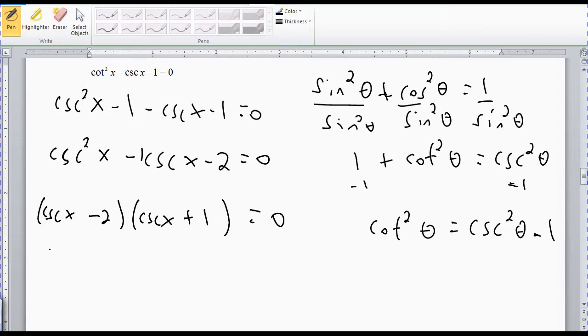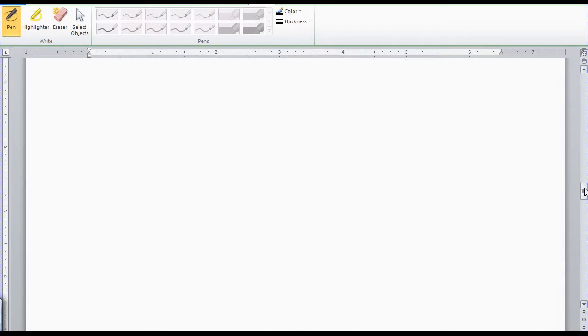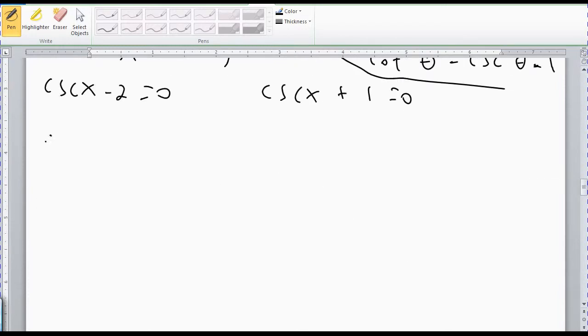So what that now means is, I'm going to set each one of these equal to 0. It's called the zero factor property in case you're wondering. I'm going to solve for cosecant x in both of them. This one I'm going to add 2. This one I'm going to subtract 1. Now I want to solve for x.